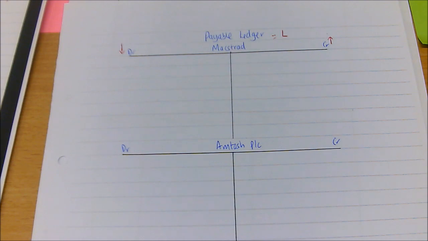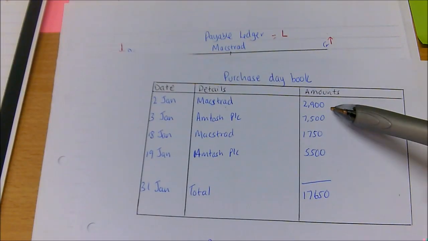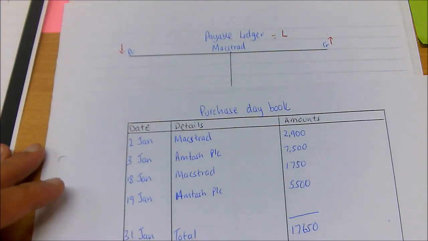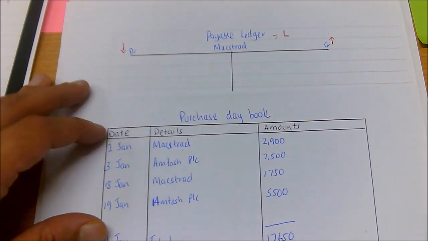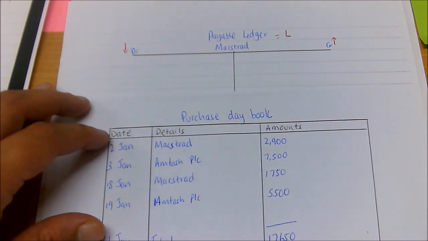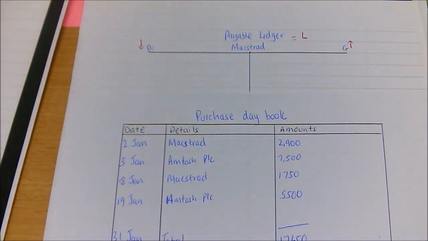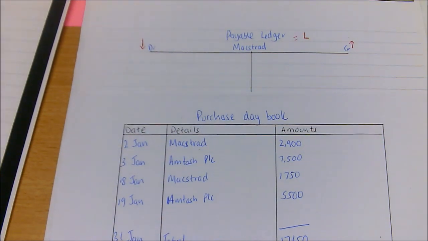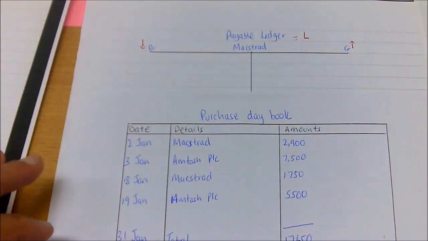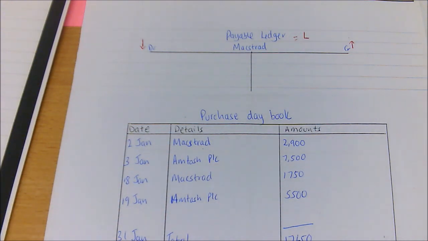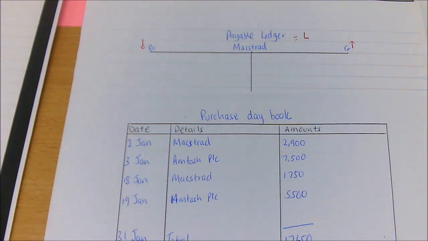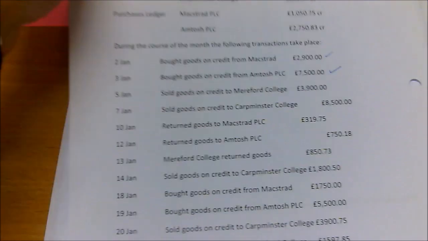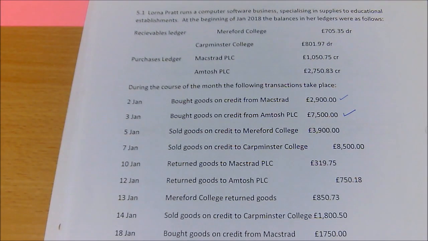Okay. So if you make a purchase, for example, you made a purchase here of £2,900, that would have to go into the credit side of the account because this would increase our liability. So let's put that straight on there on the 2nd of Jan for that particular amount. Now before we do that, we actually need to go back to the question because the question does give us some balances, so we need to put those balances in first.